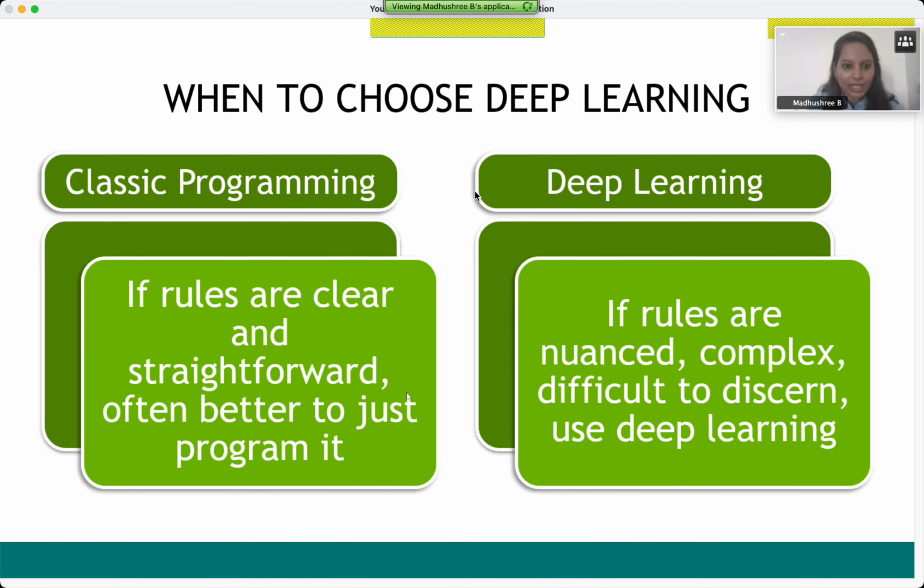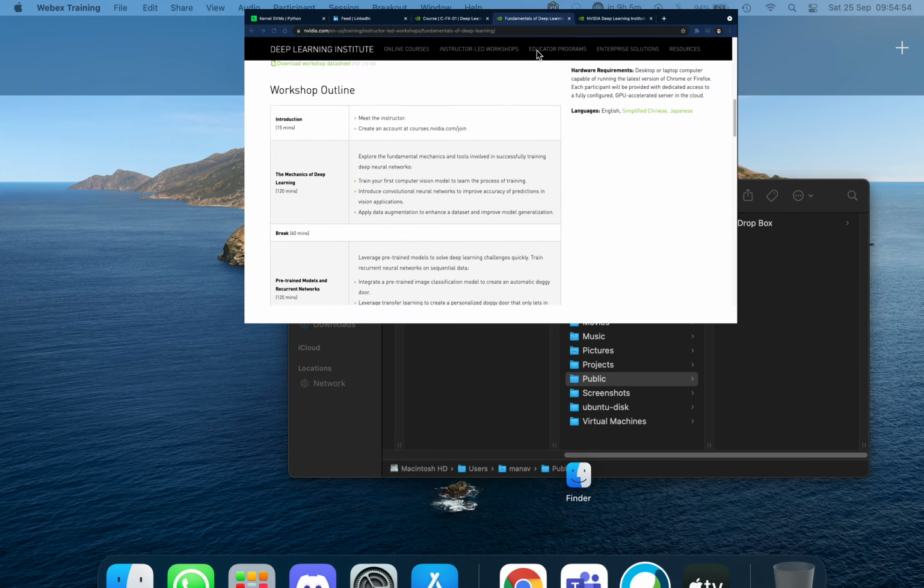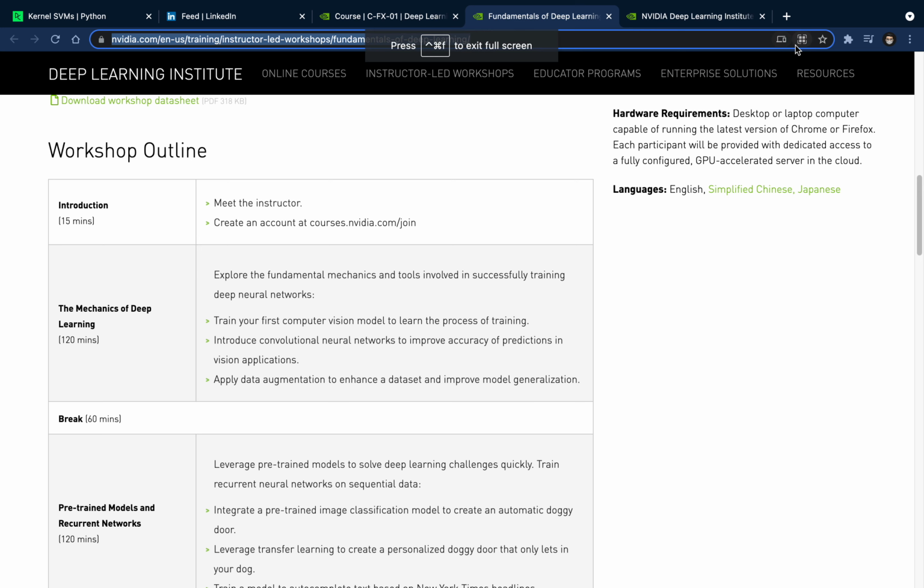So when to choose deep learning? The major difference between classic programming and deep learning is whether to have rules or not, right? If the rules are clear and straightforward, it is often better to just program it instead of training a large neural network with large data. Even today, we still have challenges of accessing labeled data. By the way, data means it should be annotated or labeled. Otherwise, it's of no use to me. We'll have to find another way of using that data for neural network training purposes.